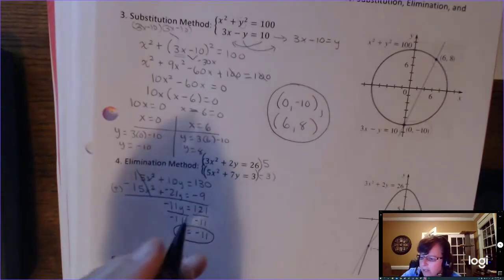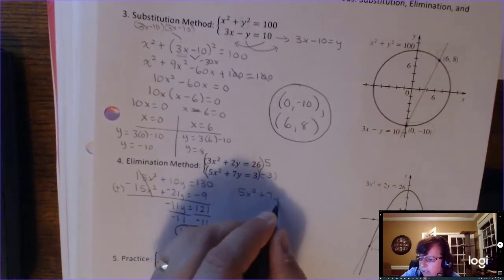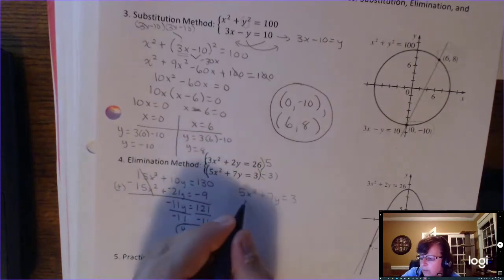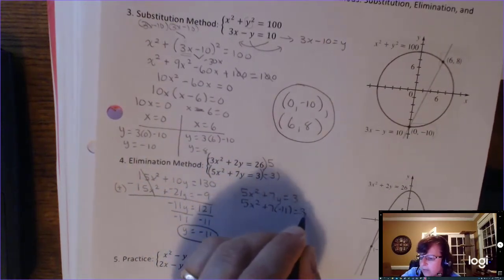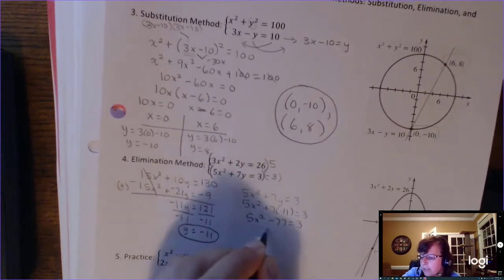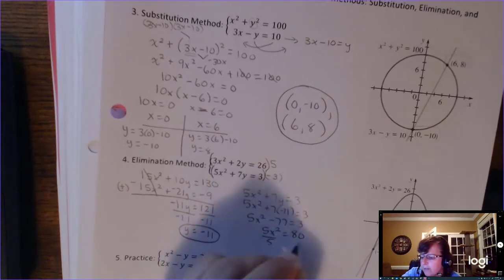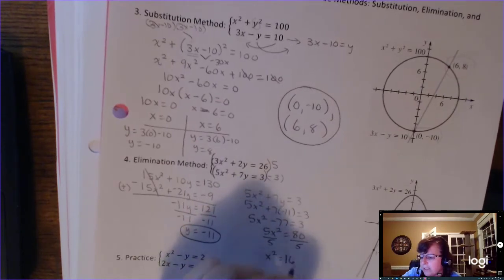So you have to go find x. And so if I take the bottom equation, since the numbers are just a little smaller, I now know y is negative 11. So watch what will happen. 5x squared plus 7 times negative 11 equals 3. 5x squared minus 77 equals 3. 5x squared equals 80. Divide by 5, and you get x squared equals 16.